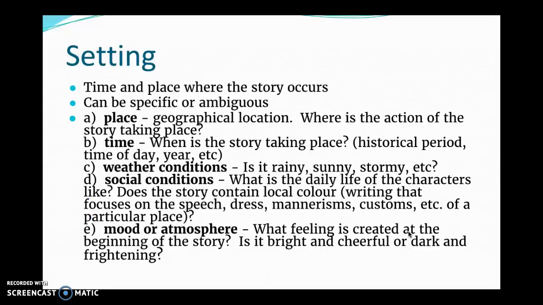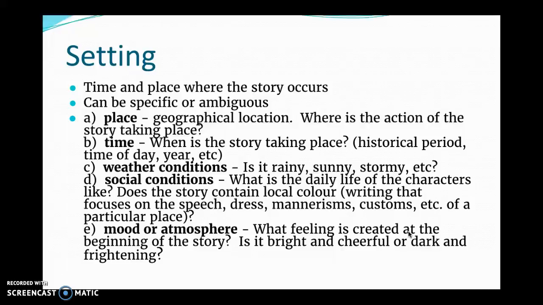Lastly, setting. This is the time and place where the story occurs. It can be specific or ambiguous. A place could be a geographical location, a time, when is the story taking place, weather conditions, rainy, sunny, stormy, social conditions, what is the daily life of the characters like, or mood or atmosphere, what is the feeling created at the beginning of the story? Is it bright, cheerful, dark, frightening?